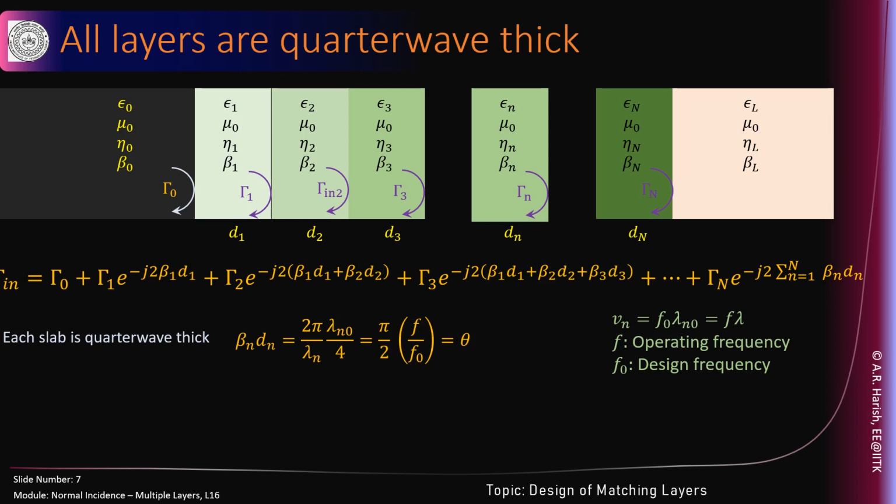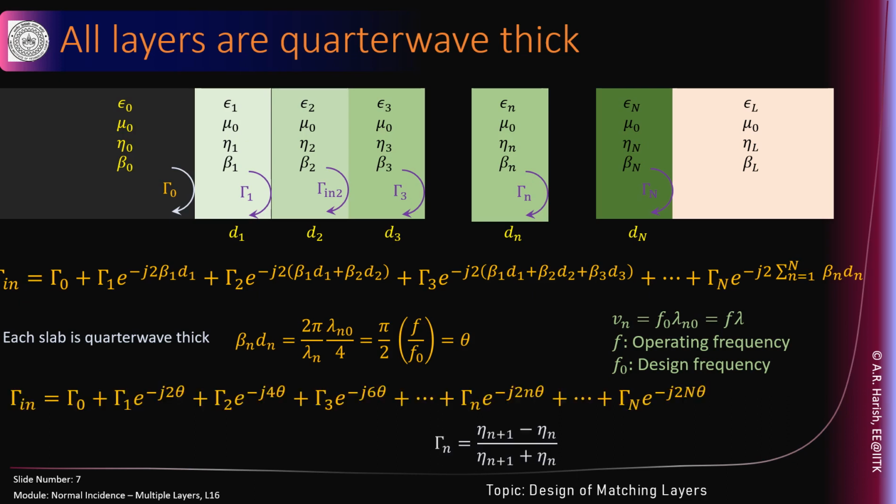Therefore, dn will be lambda n naught by 4, and Vn is f naught lambda n naught. Vn is also equal to f times lambda, because the velocity in that nth medium is Vn always. If you change the frequency, the corresponding wavelength will change. And if you substitute these two, we can say that beta n dn is equal to pi by 2 f upon f naught. Let us give a small symbol called theta. Theta is related to f via this relationship, pi by 2 f by f naught. We keep coming back to this relationship very often in this lecture, so let's remember it. If you want, note it down somewhere.